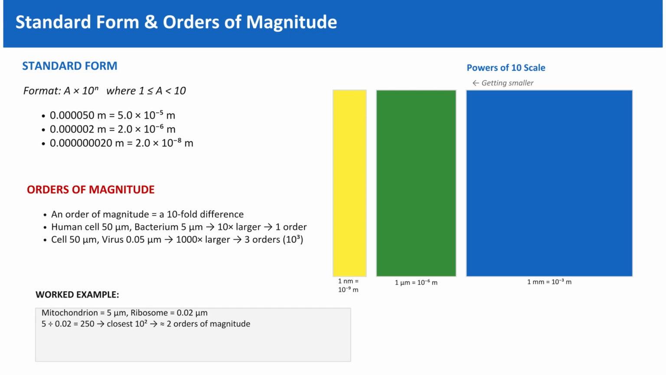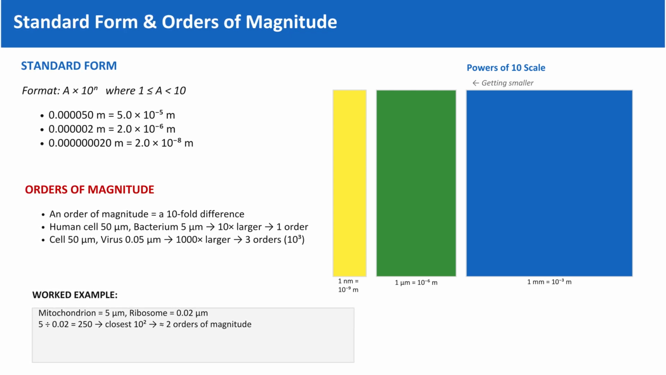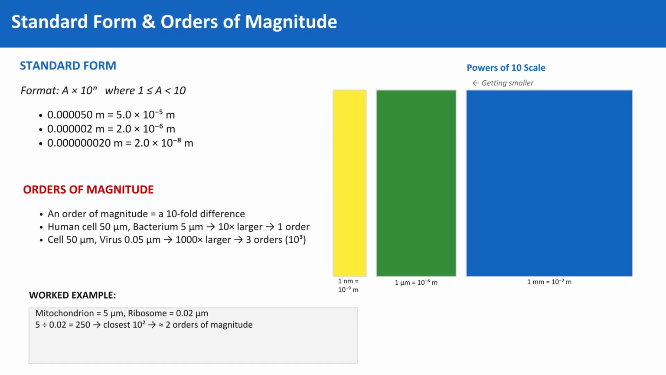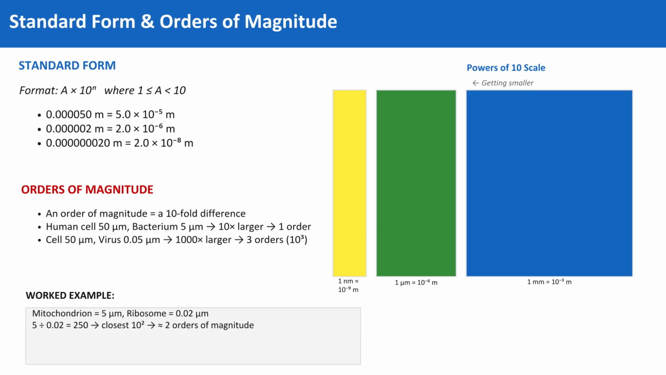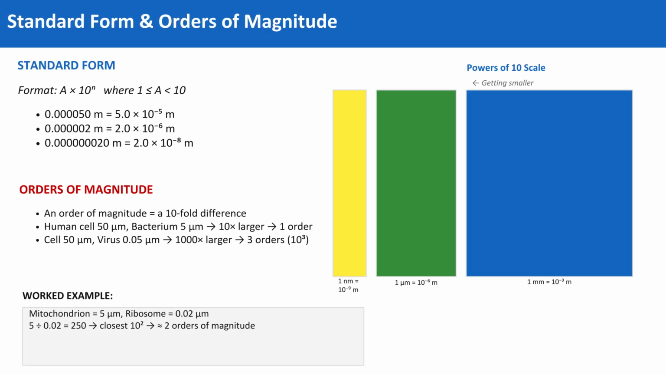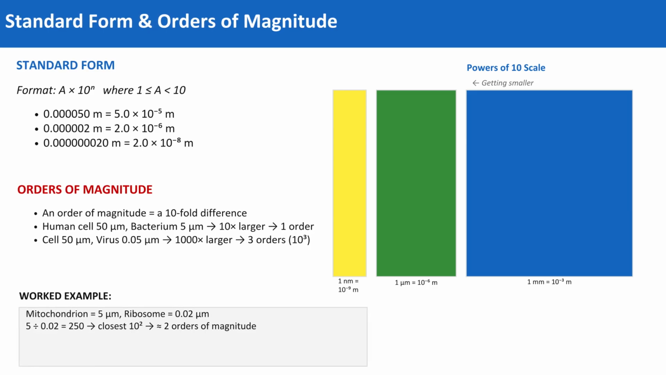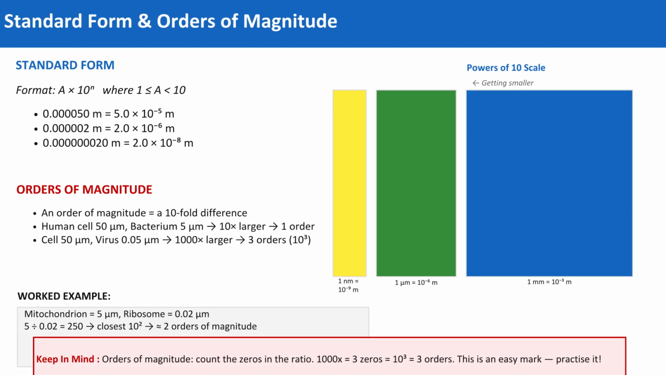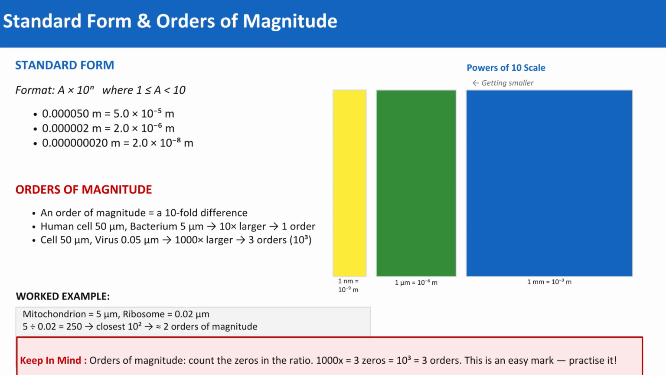So here is a worked example. We have a mitochondrion that is 5 micrometers and a ribosome which is 0.02 micrometers. So 5 divided by 0.02 equals 250. The closest power of 10 is 10 squared, so that is approximately 2 orders of magnitude. This type of question is very common in exams, and once you understand the idea, it's an easy mark.